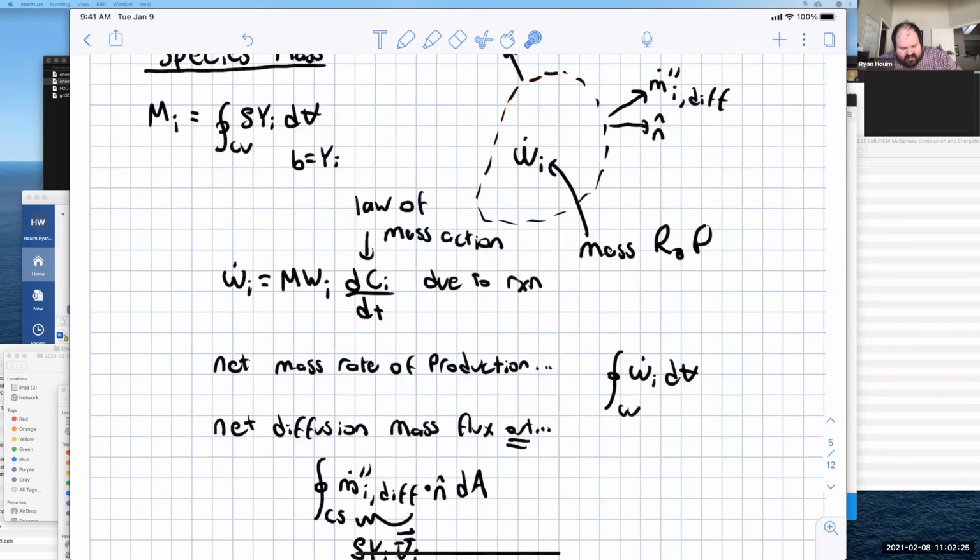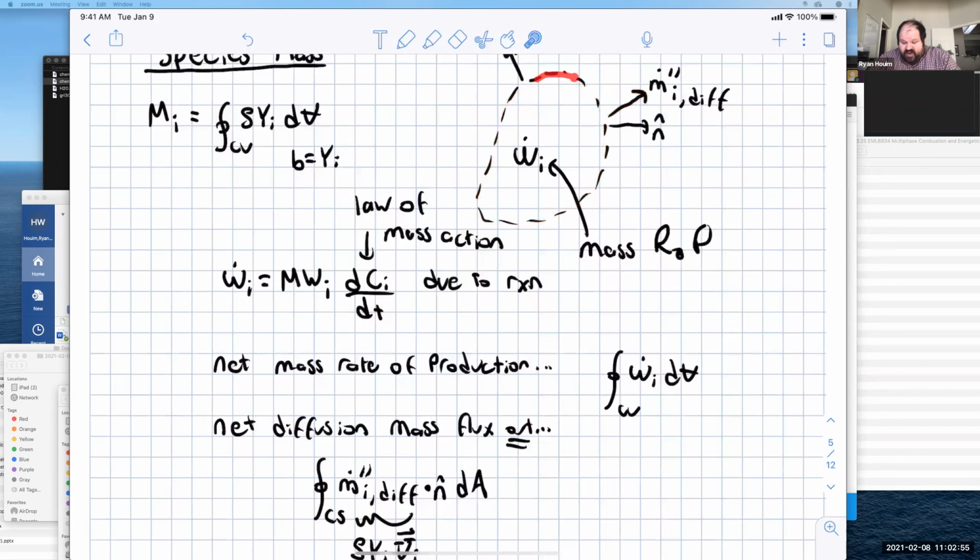Anyways, we can find that the total mass rate of production, because it's occurring within the volume, is just the volume integral of the mass rate of production. So that would give you the total rate of mass of, say, O2 that is being depleted within this control volume. And then the net diffusion mass flux out: we have this m dot double prime, or this diffusion mass flux, going through the surface.